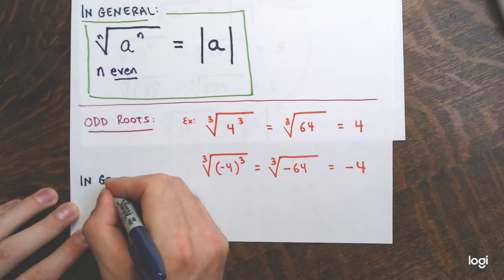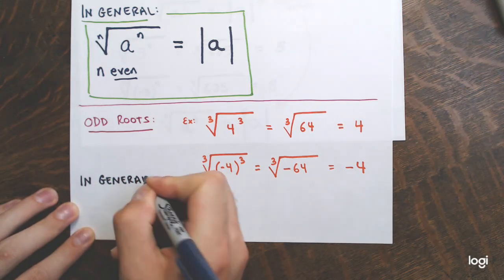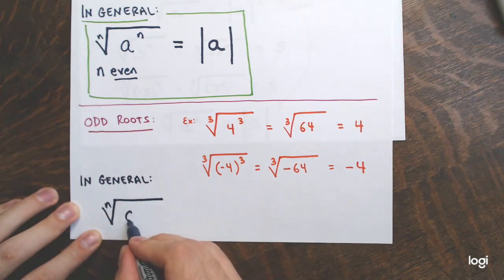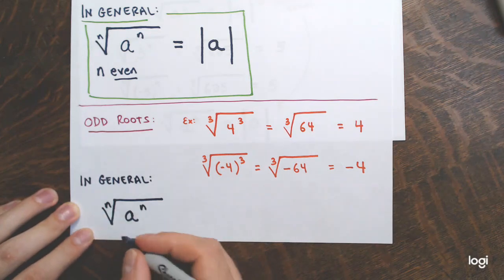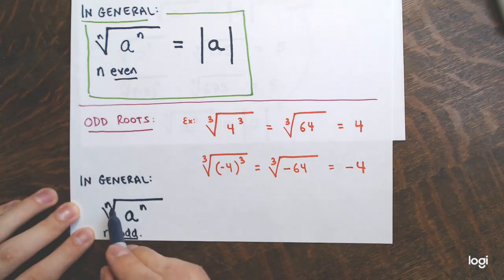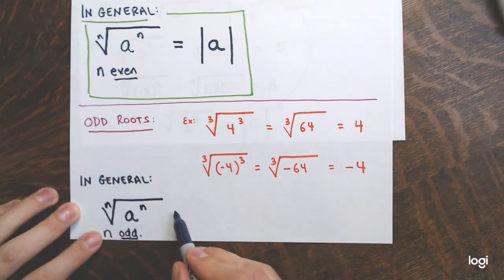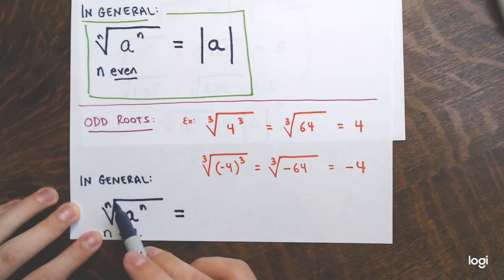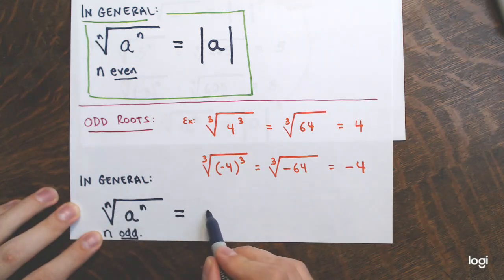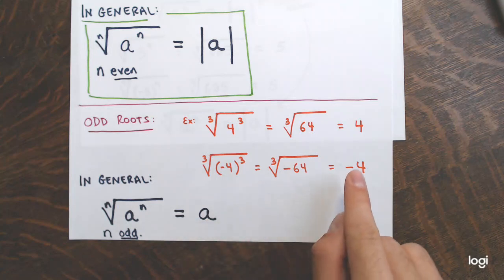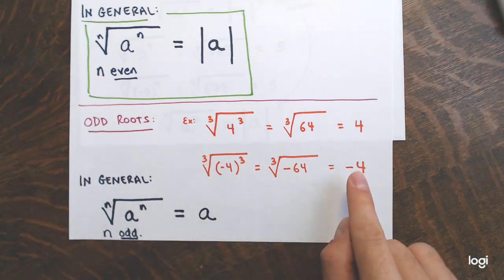So in general, you take the nth root of some number to that same power, to the nth power in the radicand, where n is odd, okay: cube root, fifth root, seventh root, ninth root, etc. This works the way you want. The nth root and nth power basically just undo one another, and you can just say, oh, this is equal to just a, and there's no need for the absolute value. An odd root can be negative. You saw that here. Here's an odd root, a cube root that ended up being a negative number.